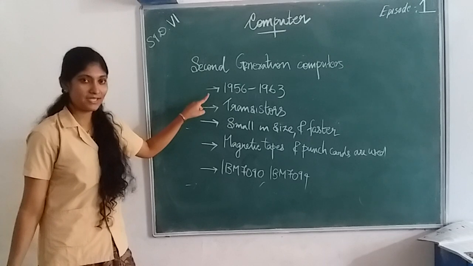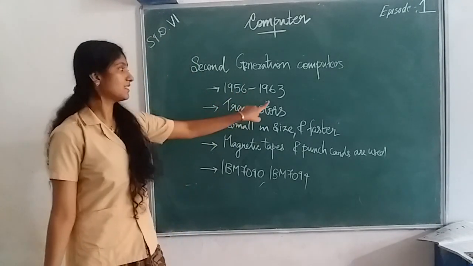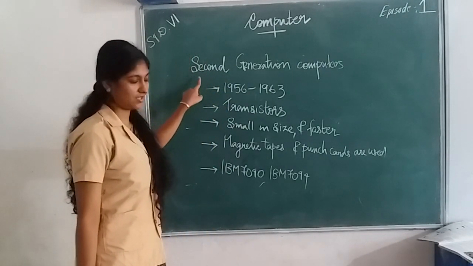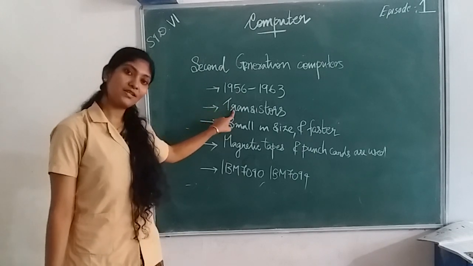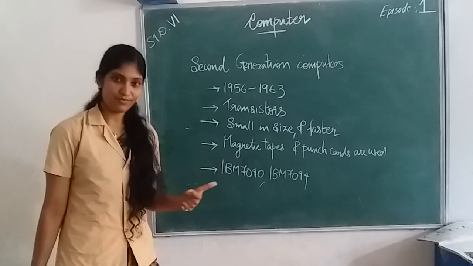It belongs to the period of 1956 to 1963. Then the component used in second generation computers are transistors. They are very small in size and it is faster.